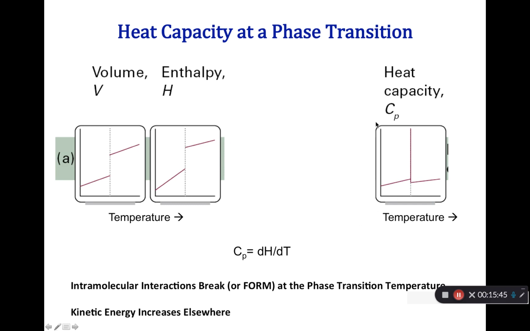If you plot the heat capacity versus temperature at the phase transition, as you can see, the change in enthalpy is very high without a change in temperature. So dT is very low while dH is very high, and therefore the heat capacity spikes, or is a delta function in the ideal case, at the phase transition temperature.